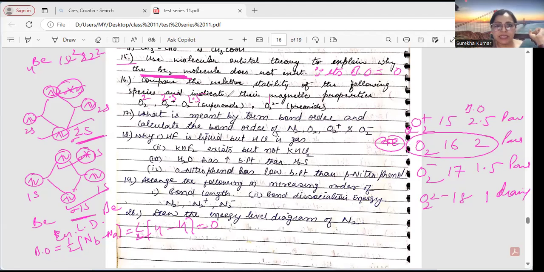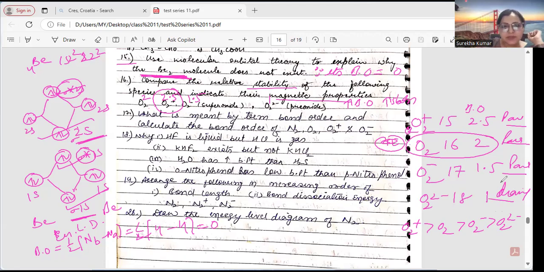Now, how is the stability compared? The higher the bond order, the higher the stability. The bond order of O2 positive is the highest. So we will write: O2 positive is more stable than O2, more stable than O2 negative, more stable than O2 2 negative. And what is the meaning of magnetic properties? You have to write down it is paramagnetic, it is para, it is para, it is diamagnetic. This is known as magnetic properties.